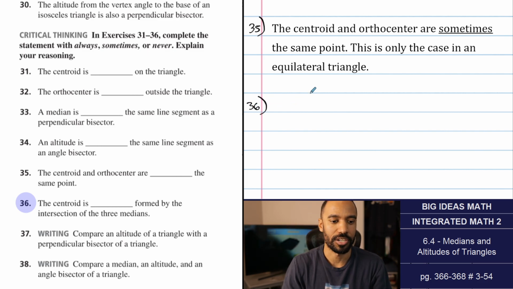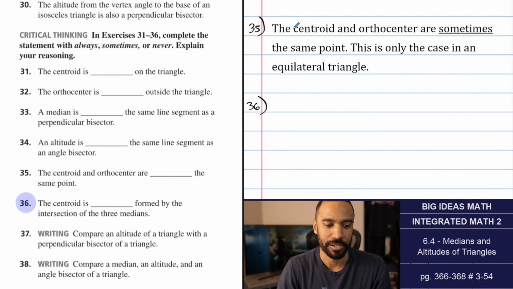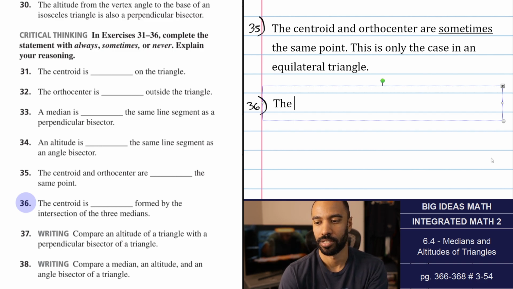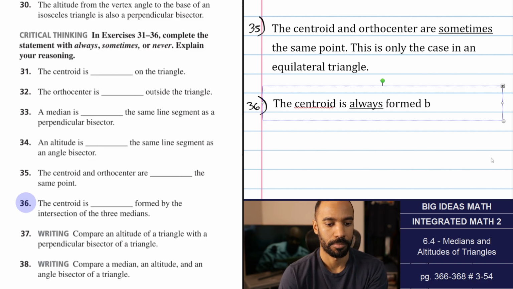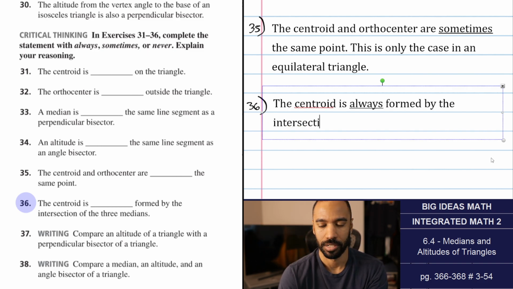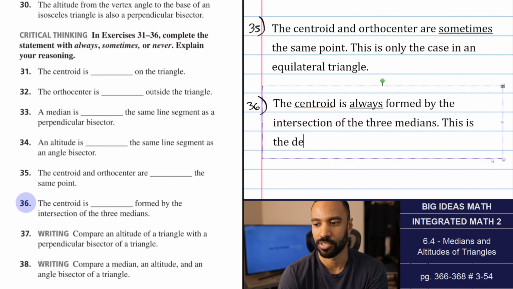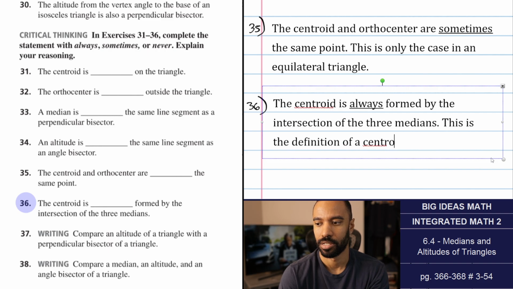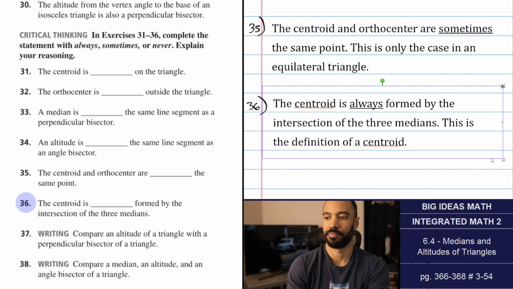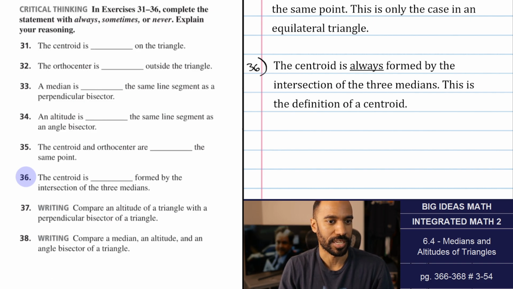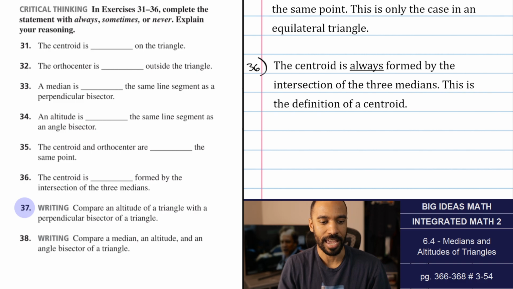Number 36. The centroid is blank formed by the intersection of three medians. Always. That is its definition. The centroid is always formed by the intersection of the three medians. This is the definition of a centroid. That's how I can explain it. All right, that is numbers 31 to 36. Let's go to number 37 and 38, writing.